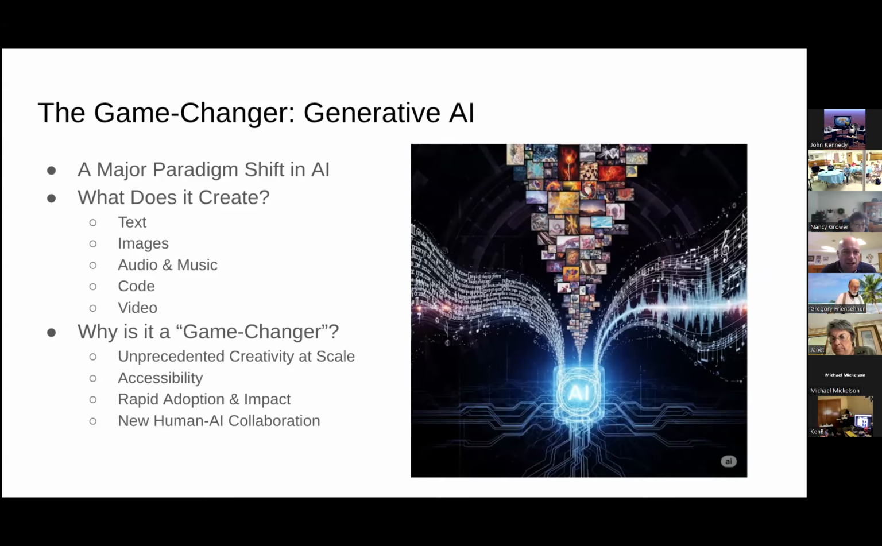It's a major paradigm shift in AI. Unlike traditional artificial intelligence, which primarily analyzes and interprets existing data, generative AI creates entirely new original content. It's about production, not just prediction.